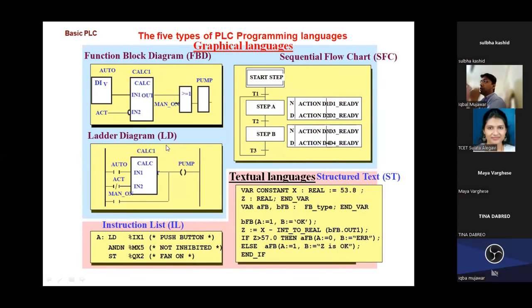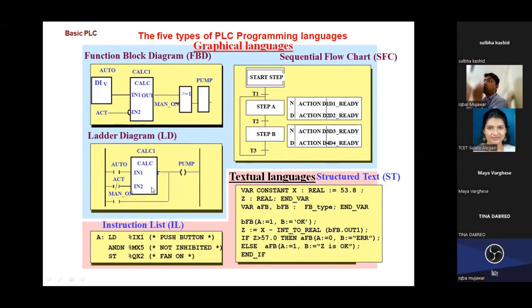Now, to do the coding for a PLC, a total of 5 ways are there. We can go with FBD, function block diagram. We can do SFC, sequential function chart. We can do ladder coding. If you want textual language, I can go with IL, instruction list, or ST, structured text. All these 5 are possible, but the more popular one in the industry is ladder coding, and that we are going to focus on in the next session.